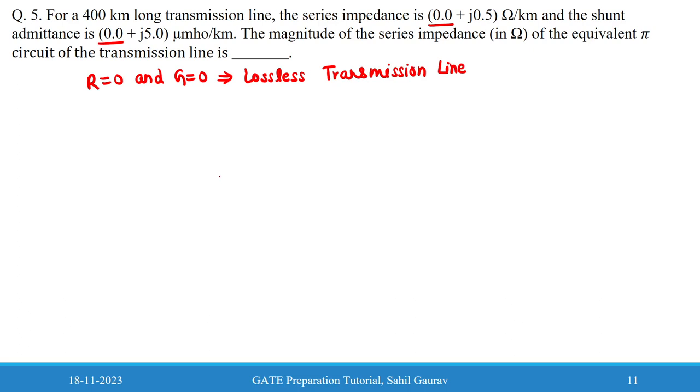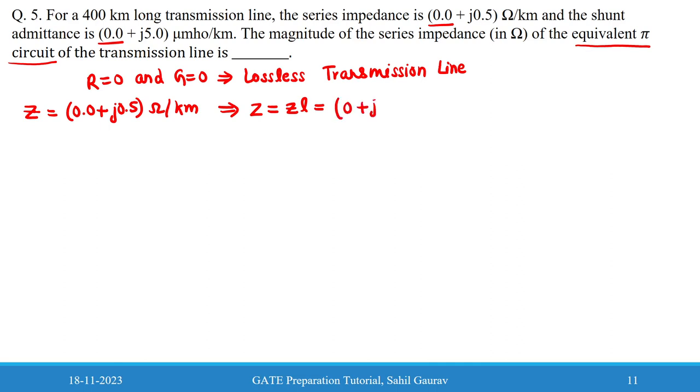So first we have to find the equivalent pi circuit of the transmission line. So let us find the total series impedance and total shunt admittance. We are given the per kilometer values. The per kilometer value is 0.0 plus j0.5 ohm per kilometer. From here we can find the total series impedance value, small z into L. So it will come as 0.5 into 400, so it will be 0 plus j200 ohm.